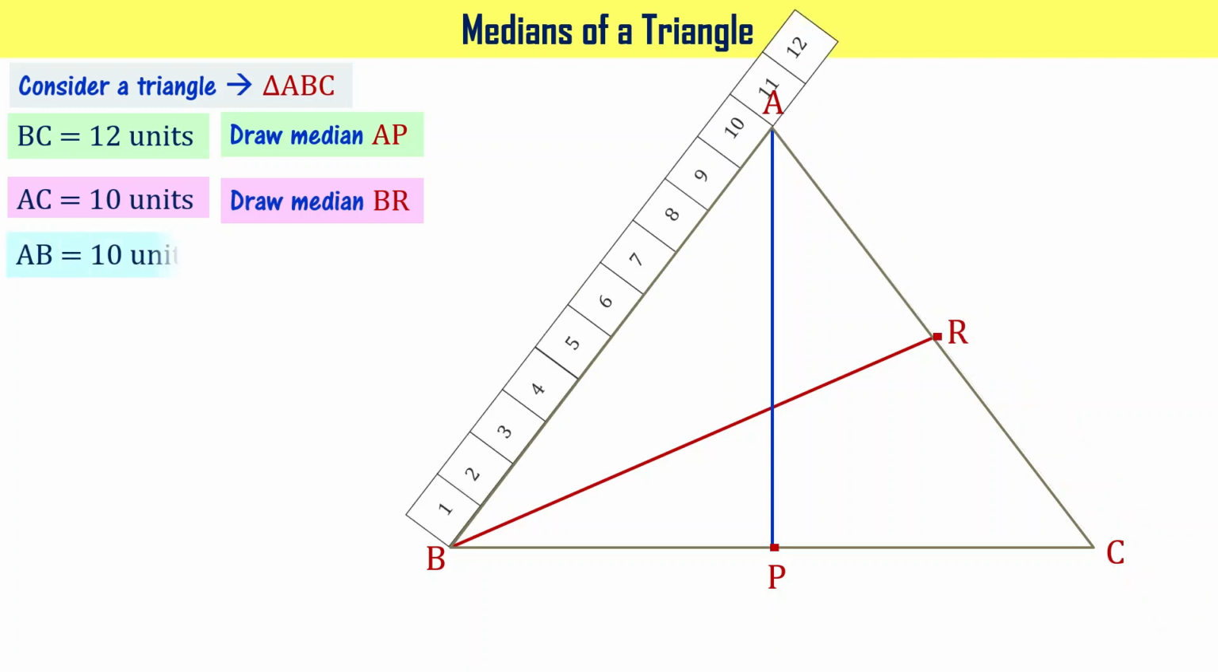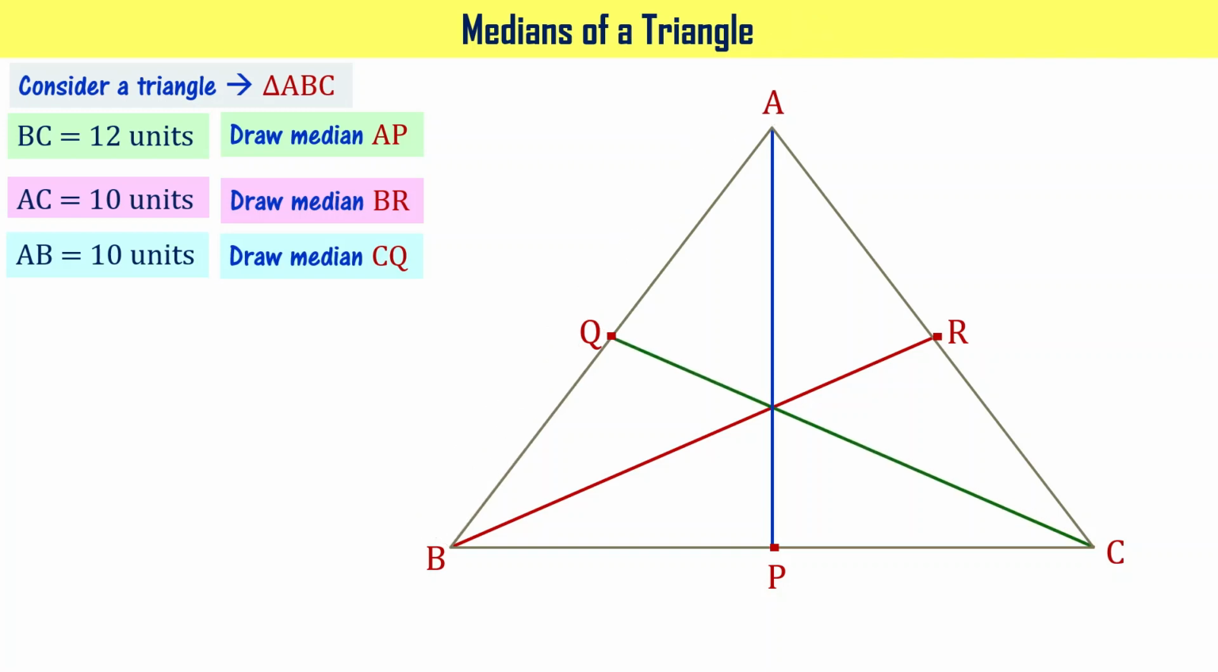As you see here, AB is 10 units and the midpoint is at 5, and let me draw median CQ as shown here. As you see here, all these three medians are intersecting at one point, right? That point is O, and that is called the centroid of the triangle, right? The centroid of triangle ABC is O here.